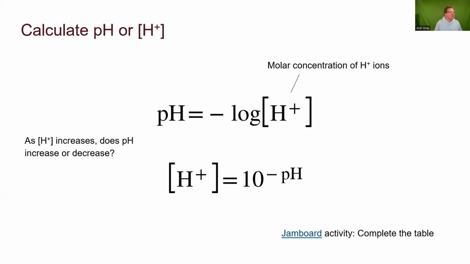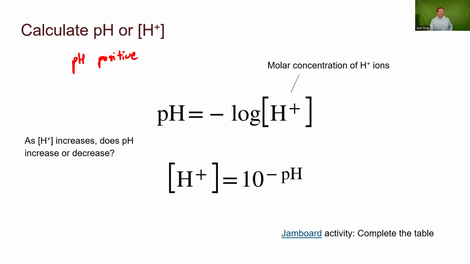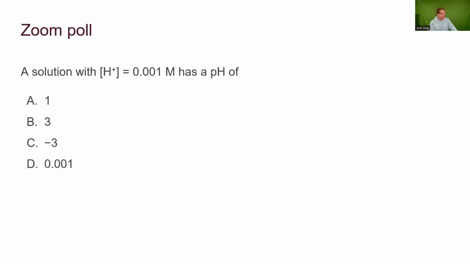For starters, pH is positive. So if we look ahead to the next question, we got a couple of different answers. We got one whole number, three whole number, -3 whole number but negative, and 0.001, a number with a decimal. Your pH is always going to be positive because it ranges from 0 to 14. So we can immediately strike answer option C. That leaves us with 1, 3, and 0.001.